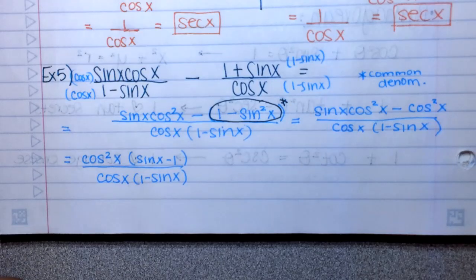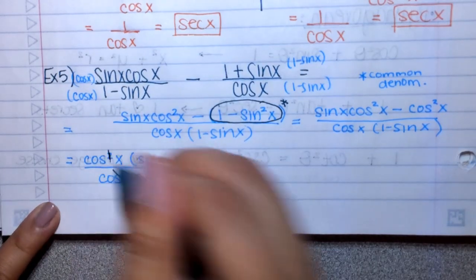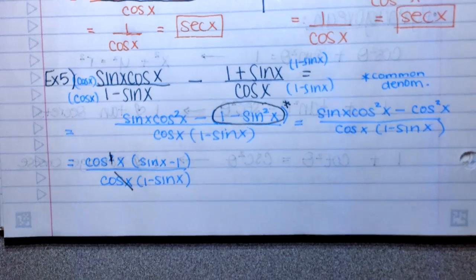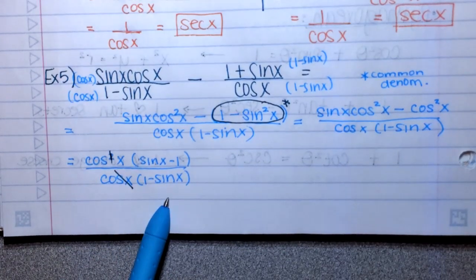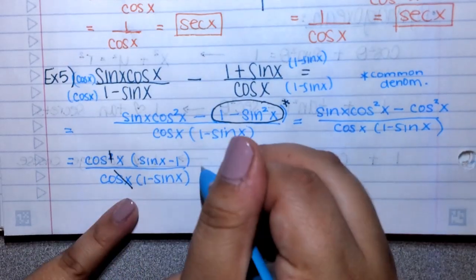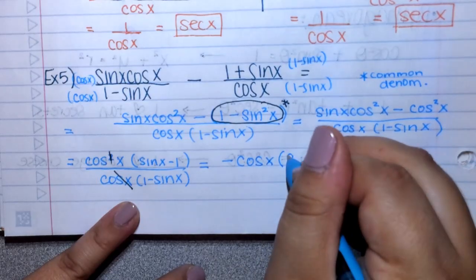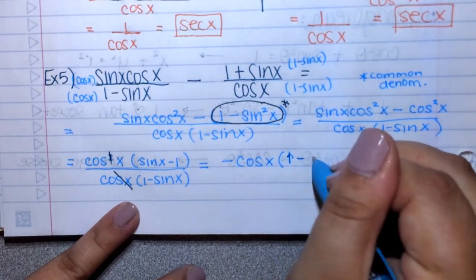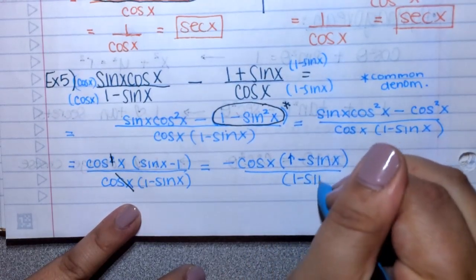And then I can cancel out this cosine, and this will leave me with how many up top? Cosine. Just one cosine up top. And then what do you notice about what's in my parentheses? Factor out negative 1. Yeah, do you agree that this is just the opposite signs of this? So can I factor out a negative 1? So that's going to give me negative cosine x over 1 minus sine of x, times 1 minus sine of x.